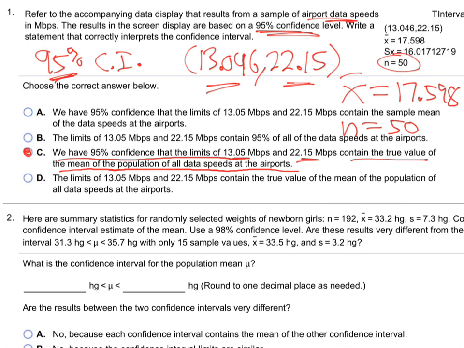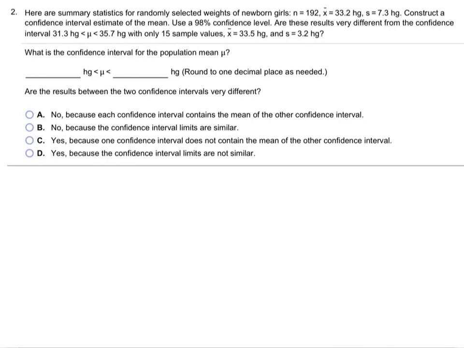Let's move on. Okay, so here's some summary stats. Randomly selected weights of newborn girls. Number of girls, average, standard deviation. Construct a confidence interval estimate of the mean. Use the 90% confidence. So are these results very different? Okay, so here we're going to actually do one. So I'll tell you how to do it then.